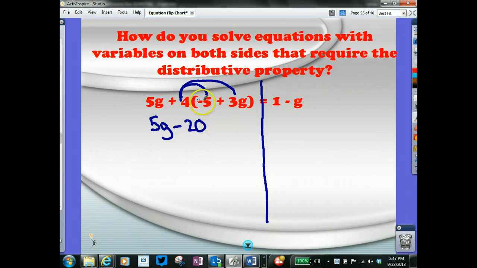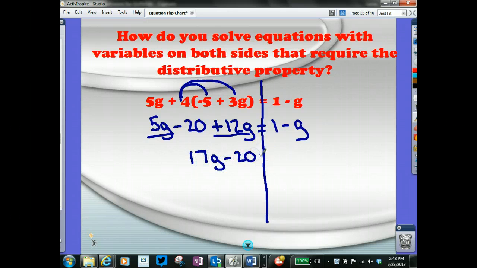And then I have a positive 4 times 3g. It's a positive 3. Positive 4 times 3 is 12g equals 1 minus g. Didn't do anything to that. So again, positive 4 times negative 5, negative 20. 4 times a positive 3g would be a 12g. So now, I look, do I have anything I can combine on this side? I do. I have 5g plus 12g. 12 plus 5 is 17g minus 20 equals, didn't do anything to this side, 1 minus g.